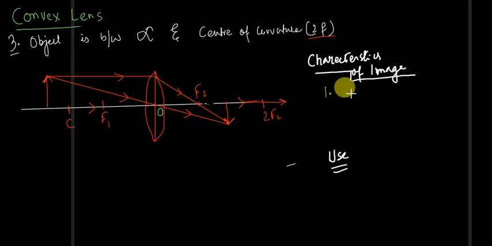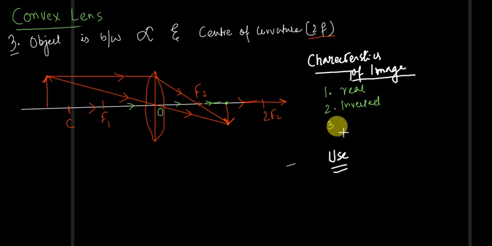Number 1 should be real because the rays are actually meeting. What should be number 2? A real image is inverted, because the rays coming from the top of this object meet and form the image at the downward position. So the top is becoming down. If you take a ray like this, which will pass through the optical center undeviated, it will form over here. So the bottom is getting formed at the top and the top is getting formed at the bottom. So here we can say it is inverted.